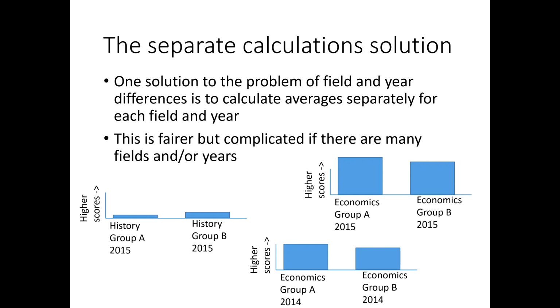but it becomes complicated if there are many fields or years. So you might end up with the information that Group A has a higher score than Group B in 6 out of 20 contexts, but then even that doesn't mean that Group B is better, because maybe the contexts in which it has a higher score are bigger fields, and maybe the gap is smaller in the fields where it has a higher score. So it doesn't give you a straightforward answer if you make separate calculations. It's fair, but the answer isn't straightforward.